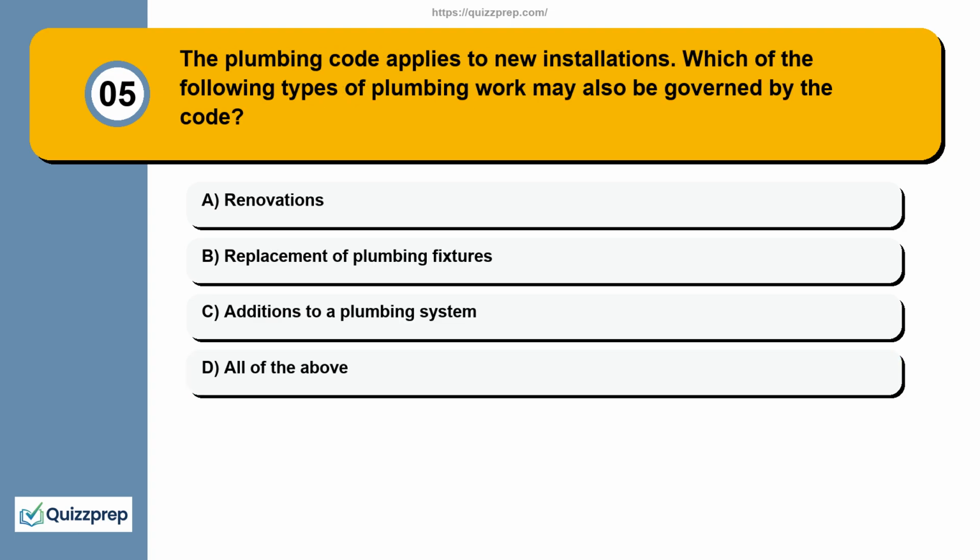Question 5. The plumbing code applies to new installations. Which of the following types of plumbing work may also be governed by the code? Renovations, replacement of plumbing fixtures, additions to a plumbing system, all of the above.